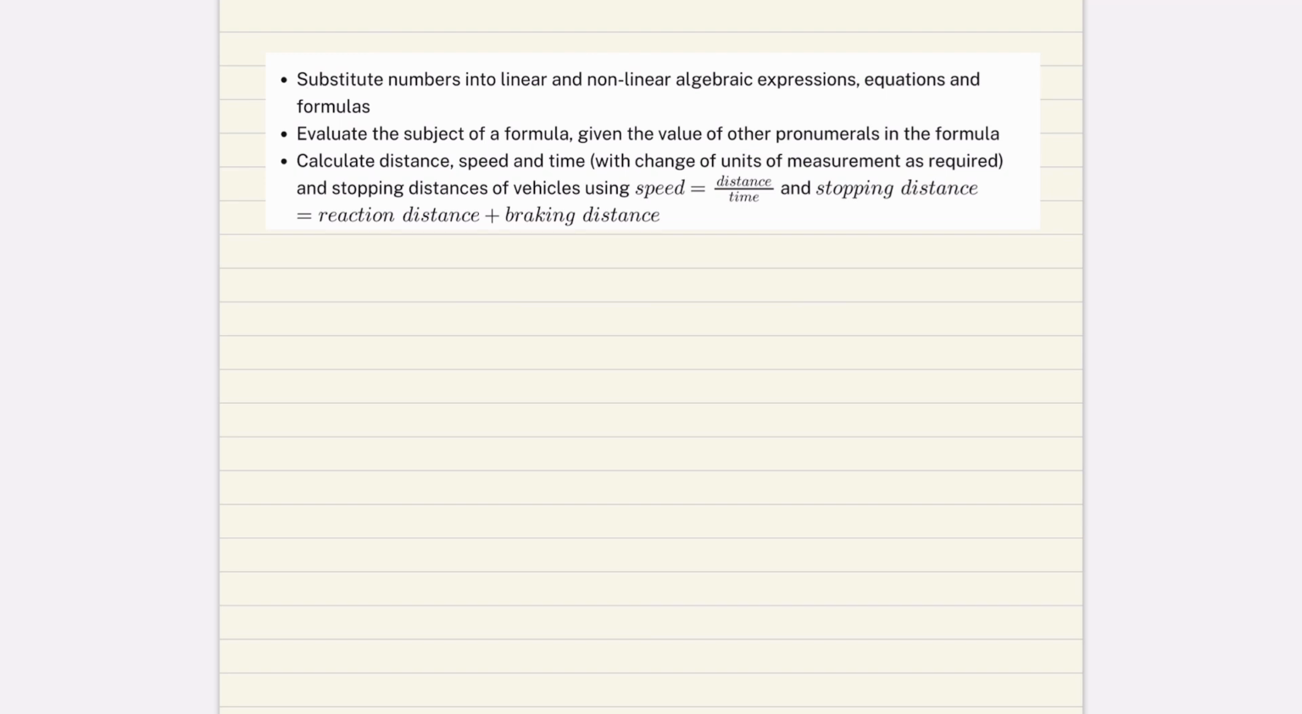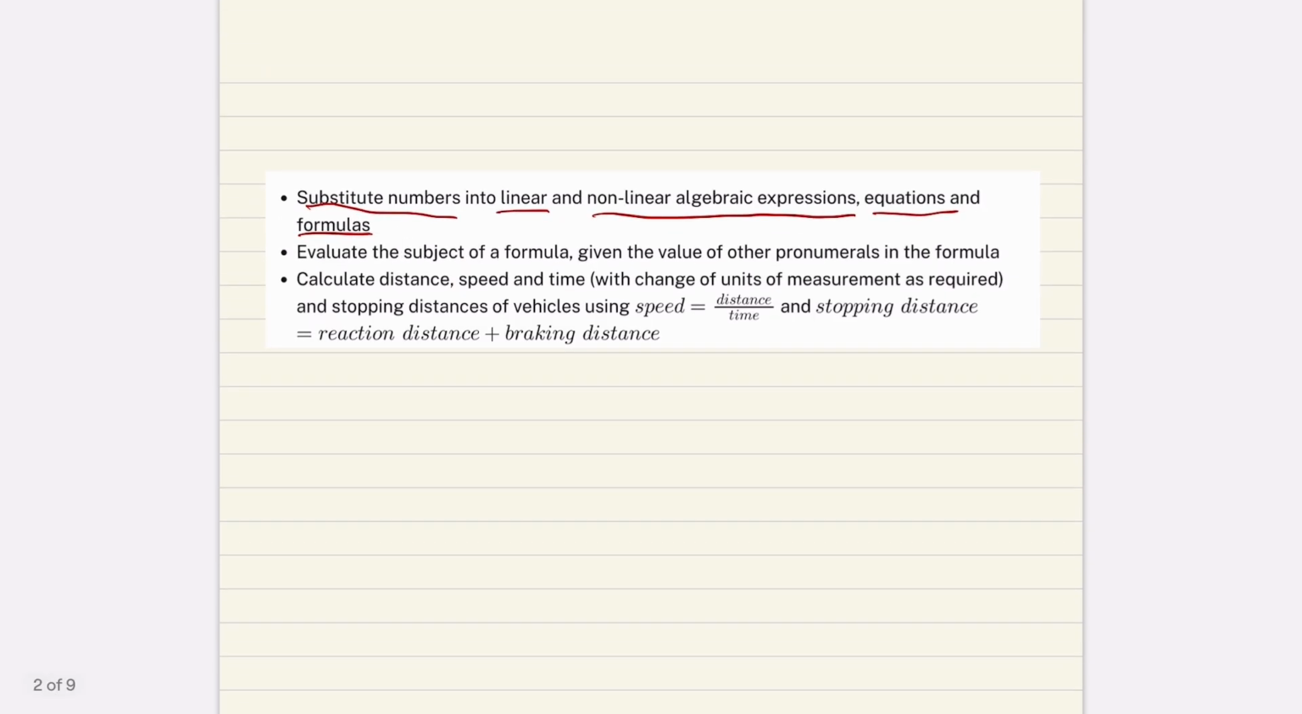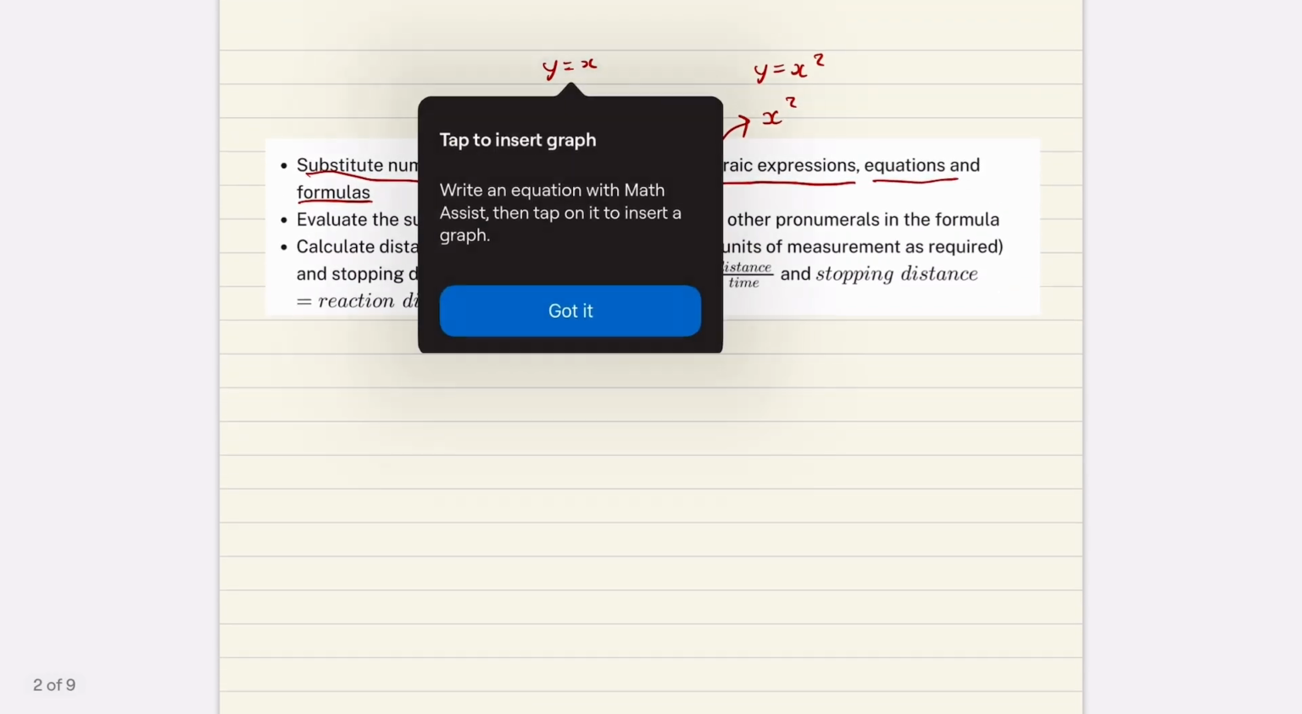The first is to substitute numbers into linear and non-linear algebraic expressions, equations, and formulas. By linear and non-linear, we mean lines that are straight or not straight, and they have different expressions and equations that represent them. For linear lines, your x or your variables will always be to the power of 1. For non-linear expressions, your variables, such as x, will always be to a power that's not 1, such as x squared. So y equals x is linear, or y equals x squared is non-linear. And you know that because of the power of the x there.